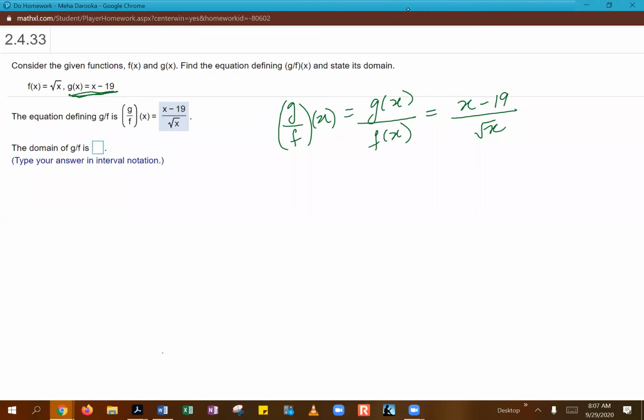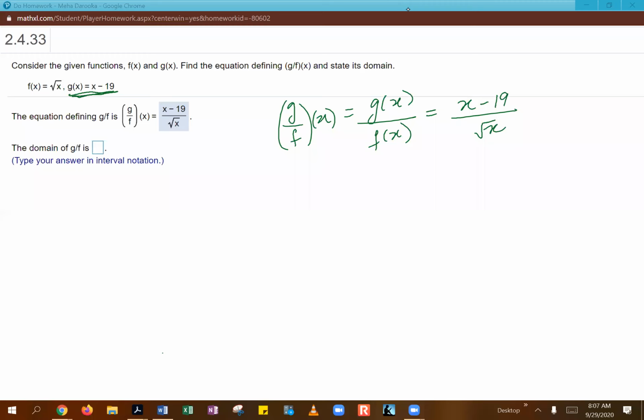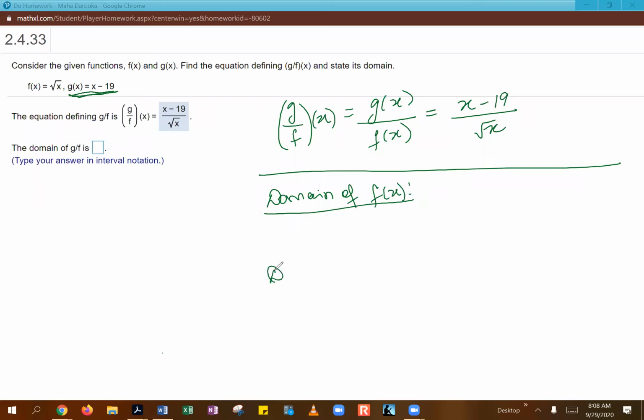All right, so now that we know what the g over f function is going to end up looking like, can somebody tell me what do you think the domain for this function will be? So again, the first thing you want to do is start out by thinking what the domain of each of these individual functions is going to look like. So what is going to be the domain for the f function? What's going to be the domain for the g function?